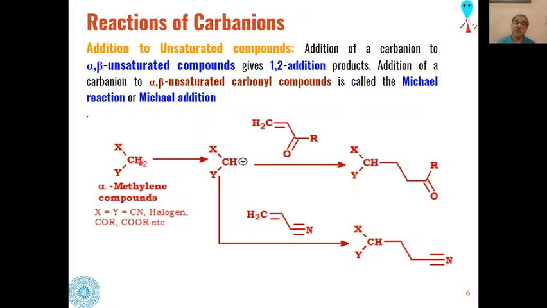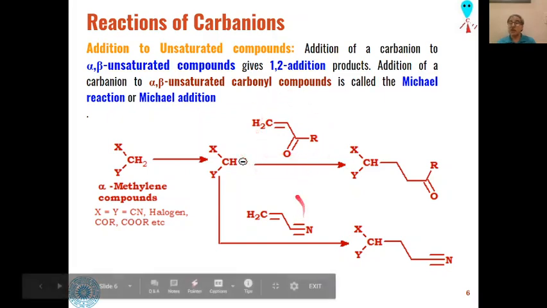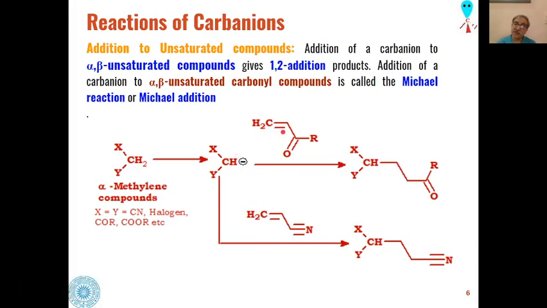So in the presence of a base, one proton will be abstracted and we are left with this type of carbon. And now this carbanion will act as a nucleophile, and this can add to unsaturated compound. So unsaturated compound can either be alpha beta unsaturated carbonyl compounds or alpha beta unsaturated nitriles like this. So this will attack at this carbon, this will go to this place, this will go to this place, and then ultimately addition will take place at 1 and 2 position, and these types of products will be formed.